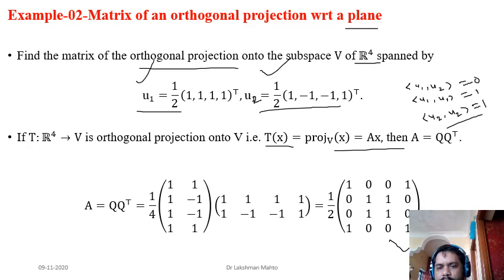Directly, you can see that it is very easy to calculate. You don't even need to know the explicit form of the orthogonal projection. Directly, you are getting the matrix. If you have an idea of how to get an orthonormal basis of that subspace, then easily you can get the matrix of that orthogonal projection.